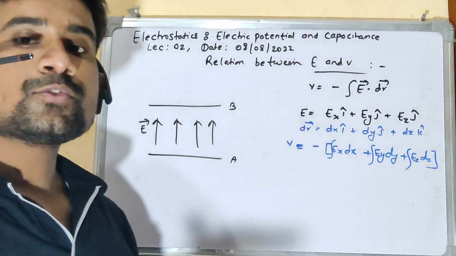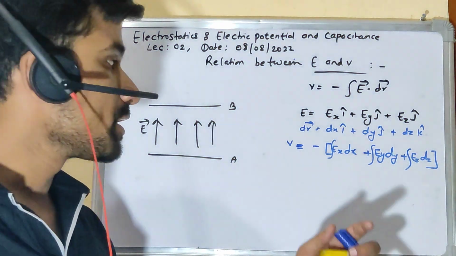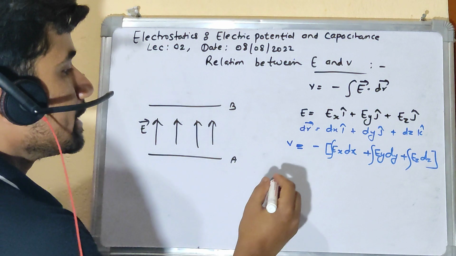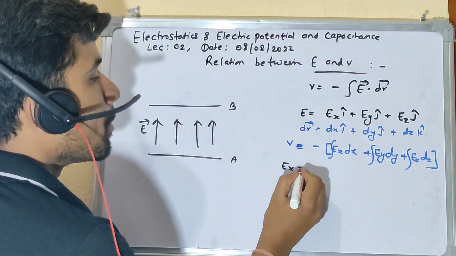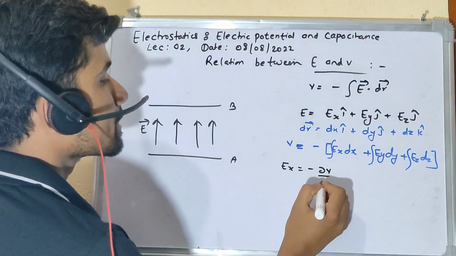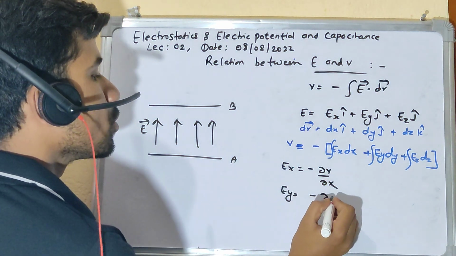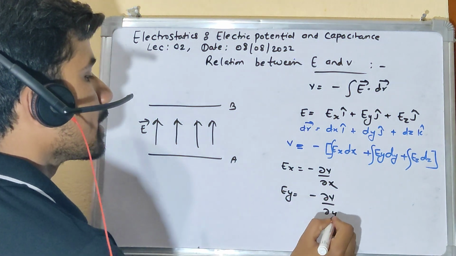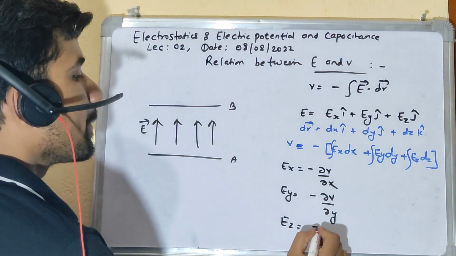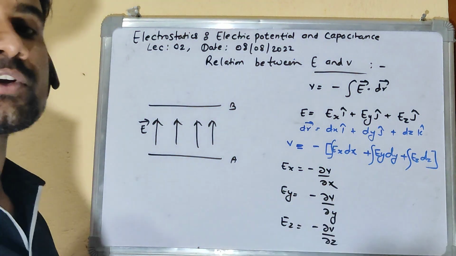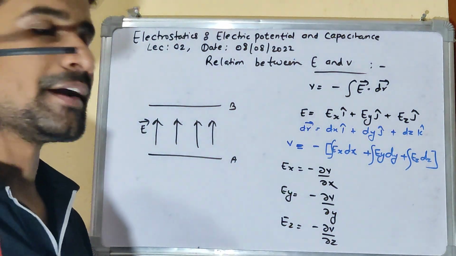But now if I need to find what Ex or Ey or Ez is, how can I find that? Ex is nothing but minus of dou V by dou x. Ey is minus of dou V by dou y, and Ez is minus dou V by dou z. So what is the difference between dou V by dou x and dV by dx?